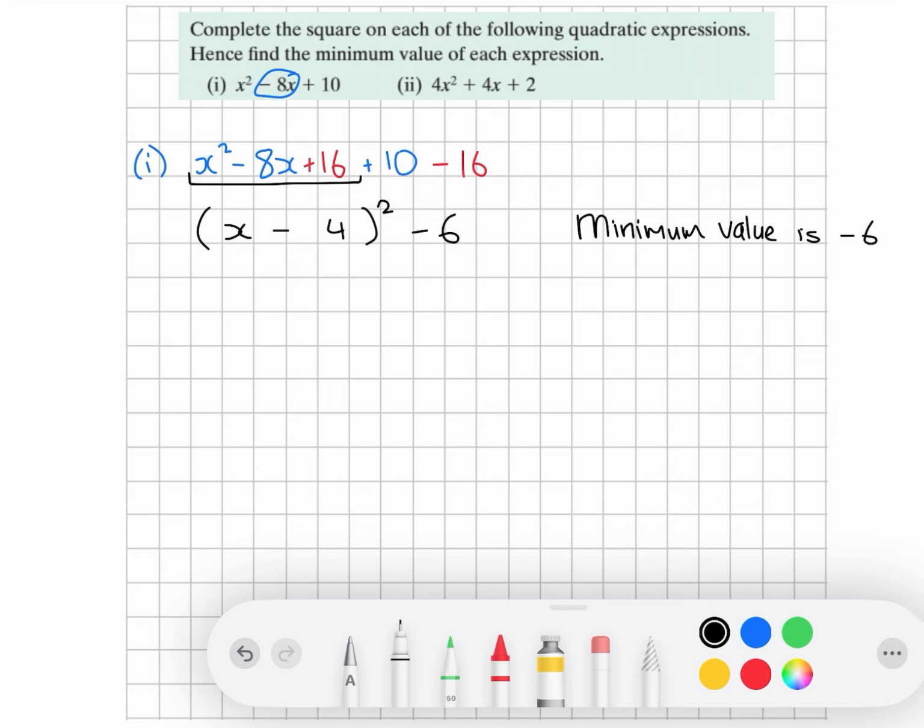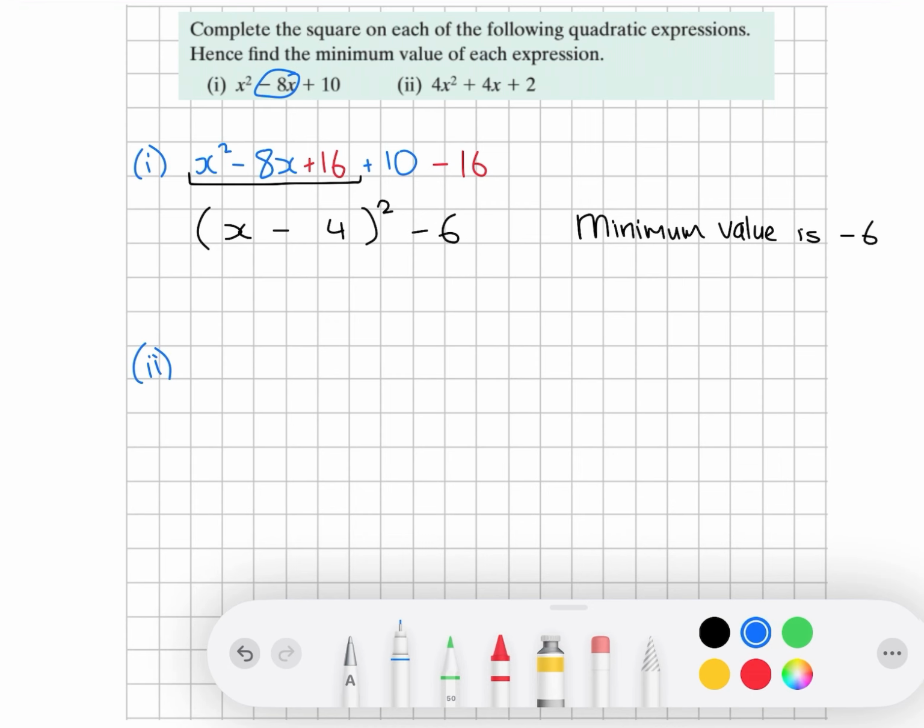If it was a point, it's this one and this one that gives you the point, but you have to change the sign of the first one. They just asked for the minimum value, but the minimum point there would be, it's a minus 4, so change that to a plus. So 4, minus 6 is your minimum point, but they just asked us for the minimum value. So for part 2, completing the square.